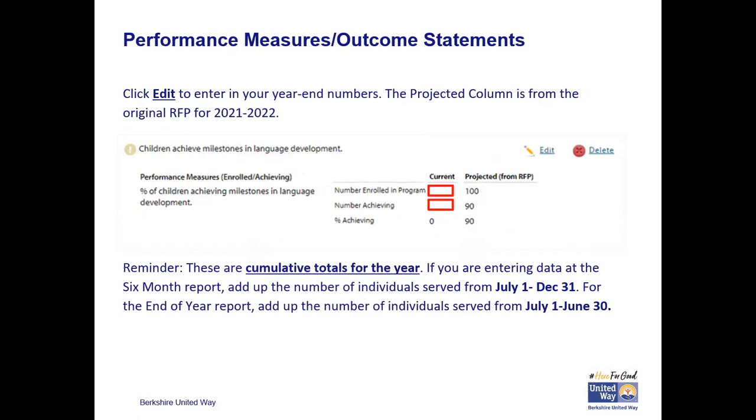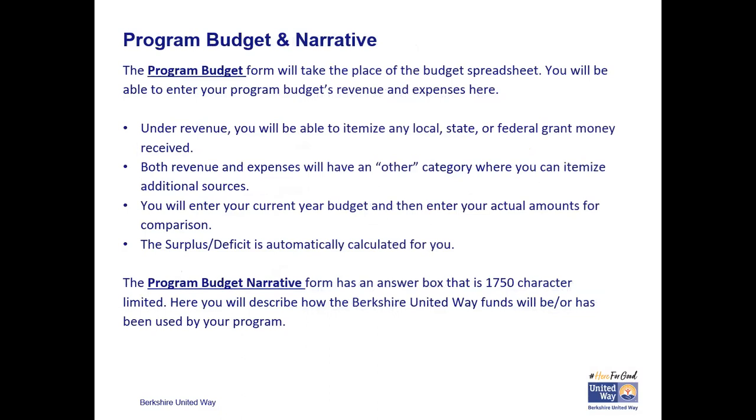In order to enter the data, you're going to click the little edit icon with the pencil next to it and enter your cumulative data totals again. Then you're going to have your budget, program budget, and your narrative pieces, your links in the impact report. The program budget is going to take the place of that budget spreadsheet, so you won't have to do that anymore.